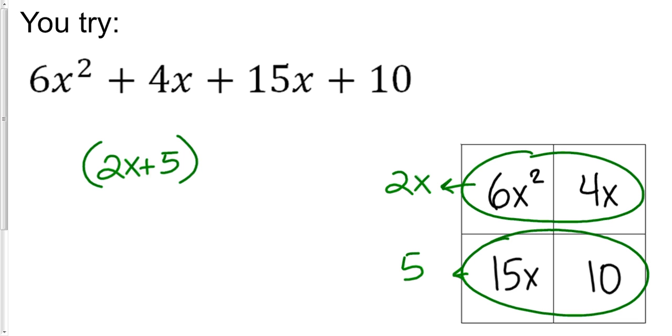Did you get that right? If not, try to figure out what you did wrong. Make sure you're pairing up the correct numbers, working across the row. Or if you flip the 4 and the 15, you'd be working up and down the columns here.